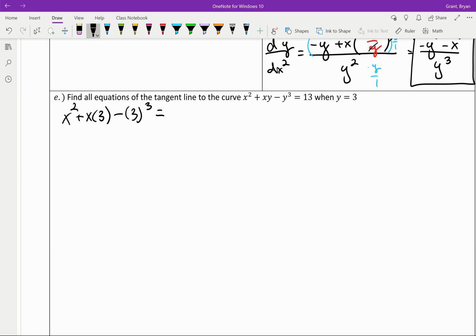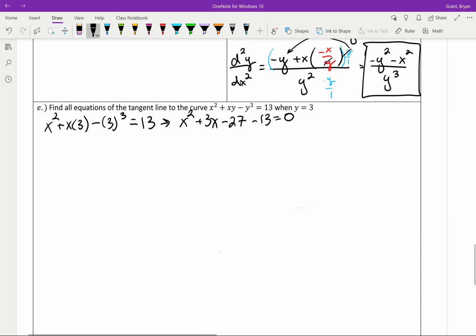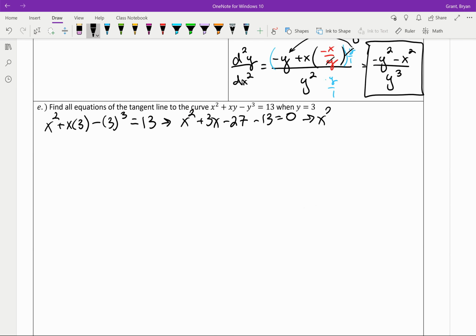3 cubed equals 13. I'm going to work to the right just to save some room and get some symmetry in here. So this becomes x squared plus 3x minus 27. I'm going to move the 13 over. I know I'll need that later on. And then putting all this together, I think that gives me x squared plus 3x minus 40 equals 0. Well, now maybe you see why I moved the 13 over. We're going to have to factor this to finish solving.